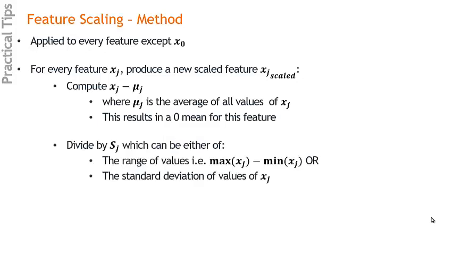Now, subtracting the mean does not help with the extent. If I have houses that have square footage from 0 to 5,000 and the mean is 2,000, then my range is still going to be from minus 2,000 to 3,000. And that's going to be a lot bigger than my range of rows. So to make the different features have the same extent, you can either divide by the difference between max and min, in which case the different features will have exactly the same extent, or you can divide by the standard deviation.